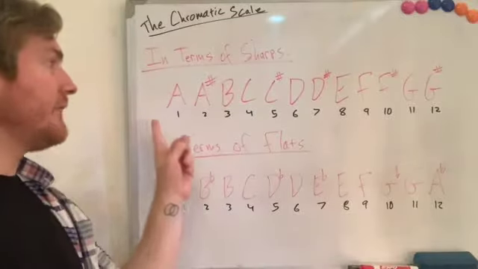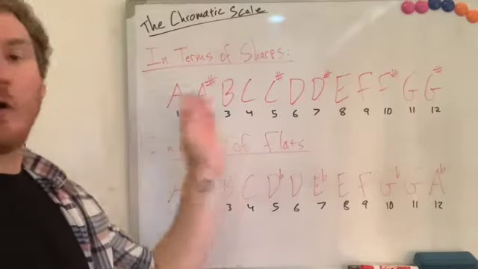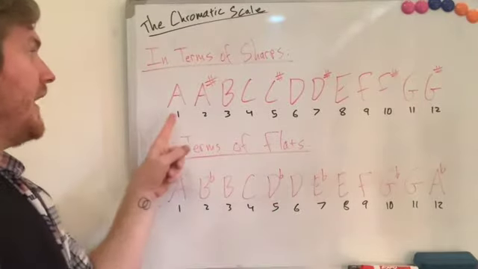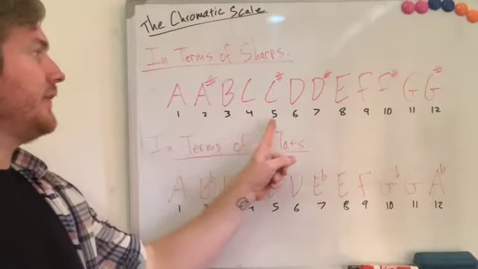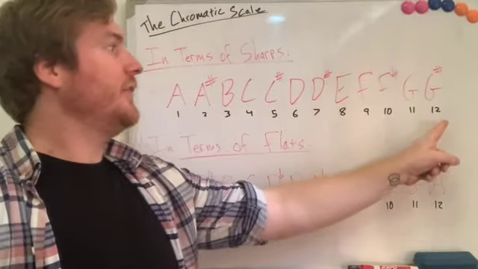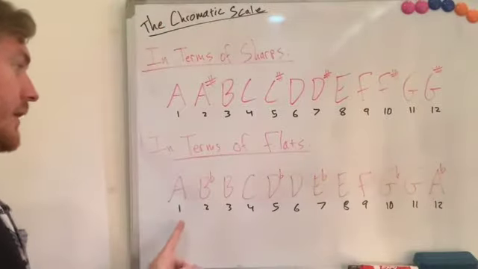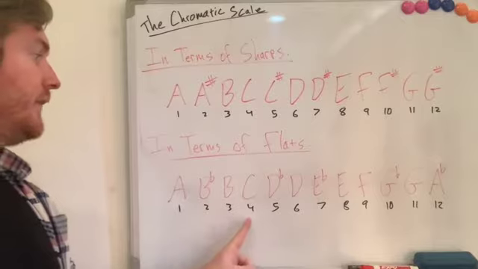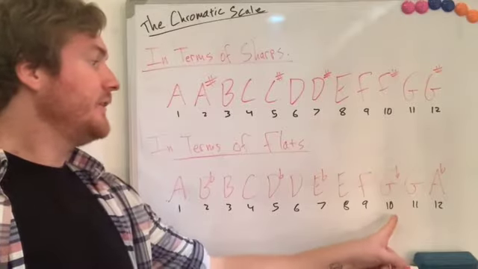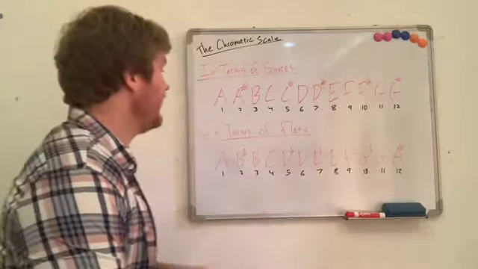So you can see that we have our 12 notes, and this is speaking in terms of, we call it just speaking in terms of sharps, but it's naturals and sharps. This is speaking in terms of flats. We have A, A sharp, B, C, C sharp, D, D sharp, E, F, F sharp, G, G sharp. And then it could continue up again into A. Same thing down here. We have A, B flat, B, C, D flat, D, E flat, E, F, G flat, G, A flat.